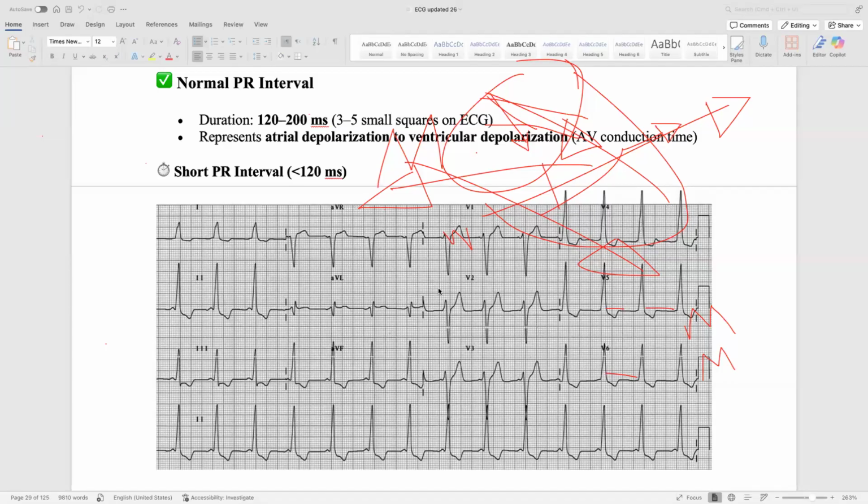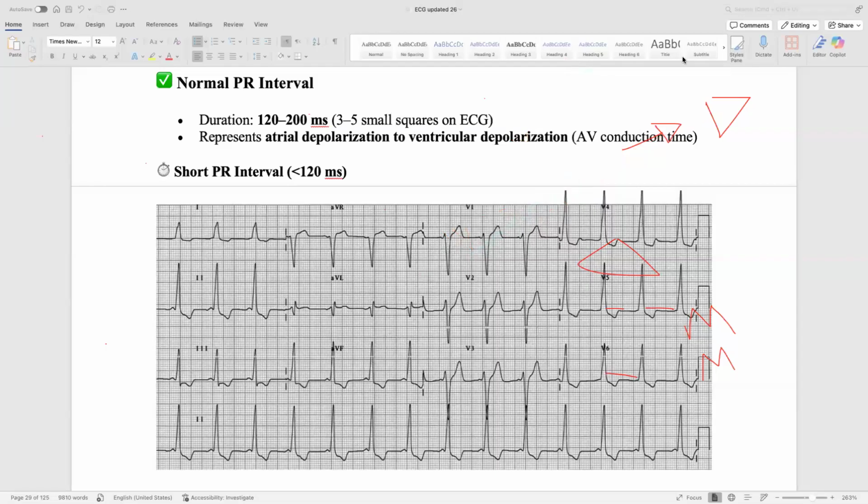Okay? If you forget about the M and W, personally, I just use this one. Broad complex means there is something block. Negative R wave in V1.